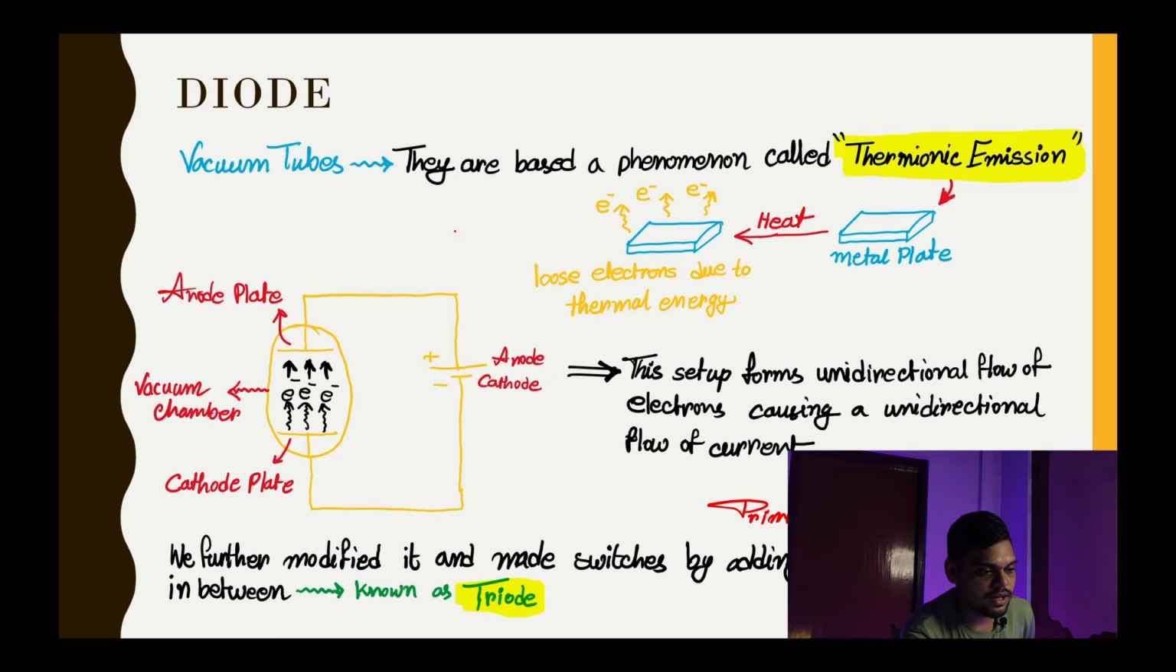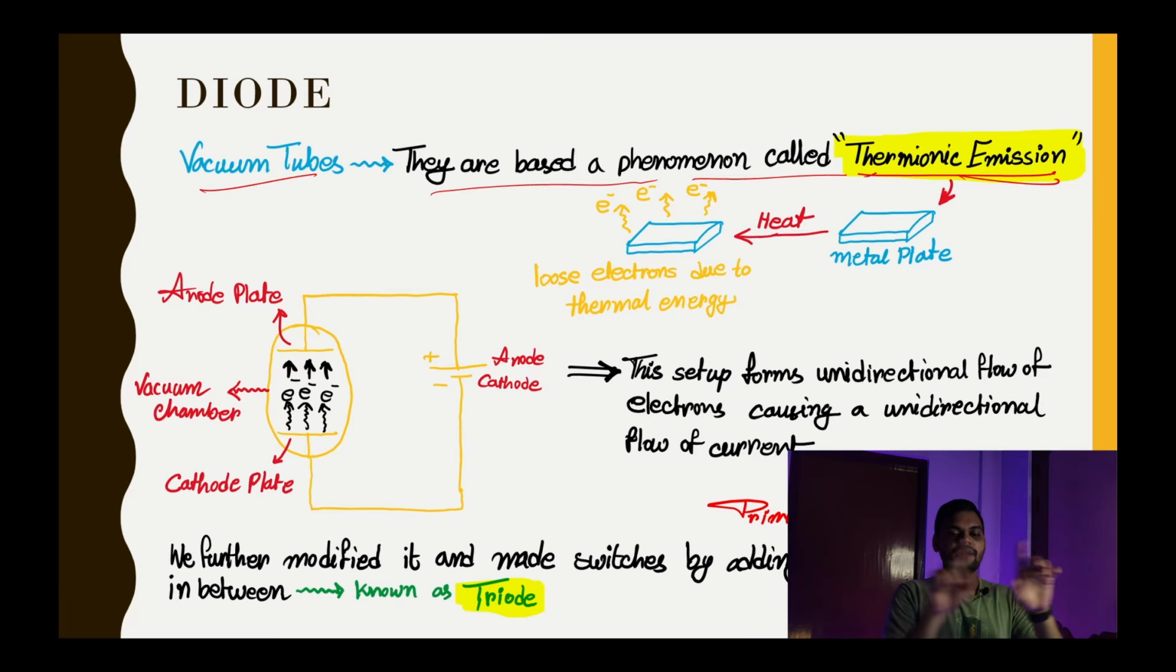So vacuum tubes are based on a phenomenon called thermionic emission. A new term, thermionic emission. Kind of scary, na? But it's not. Let me tell you, it's not. Imagine a metal plate here, and we heat the metal plate. Once we are heating it, it loses electrons. The emission of electrons from a heated metal plate is known as thermionic emission.